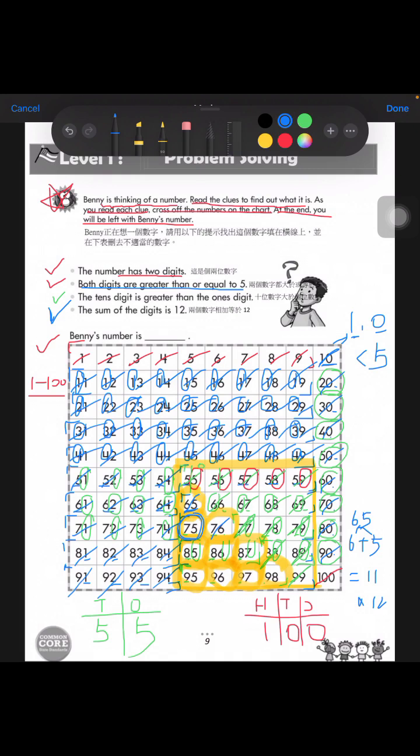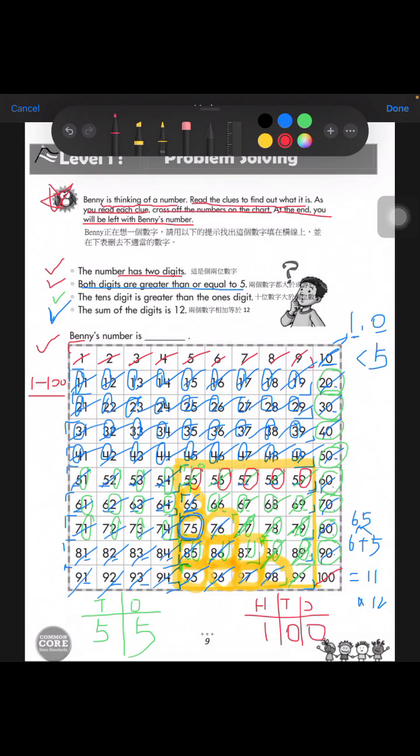Okay, 85, 8 plus 5 equals 13, cross it out. 86, 8 plus 6 equals 14, cross it out. 95, 9 plus 5 equals 14, cross it out. 96, 9 plus 6 equals 15, cross it out. 97, 9 plus 7 is 16, it's not 12, so cross it out. 98, 9 plus 8 equals 17, so not 12, cross it out.